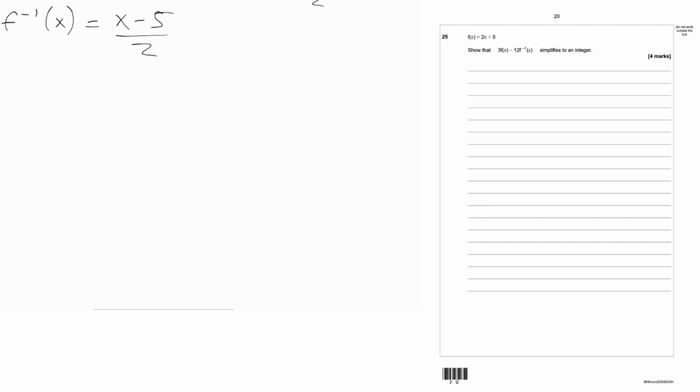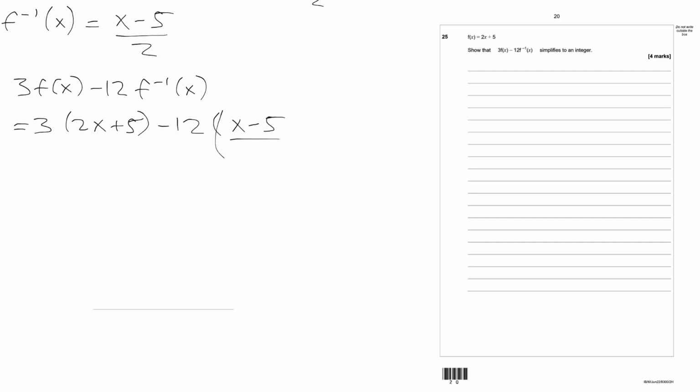So now let's put these values into this expression that we're given, which is 3f(x) minus 12f^-1(x). So this equals 3, and this is multiplied by 2x plus 5. And we're going to minus 12 times, make that a bit bigger, (x minus 5) over 2.